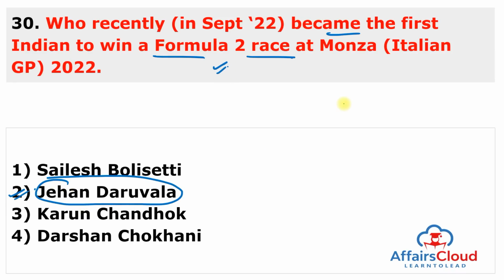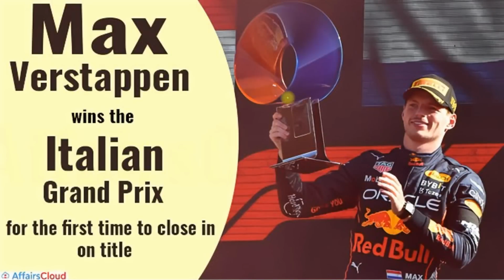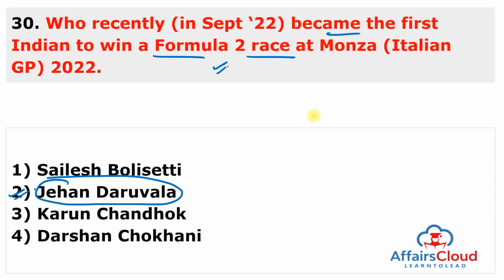So the answer of this question is second. You can see here, this is very important. If we are talking about Formula 1, then this is won by Max Verstappen and he won the Italian Grand Prix Formula 1, but the Formula 2 race was won by Zehan Daruwala.